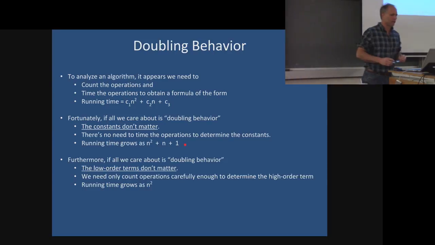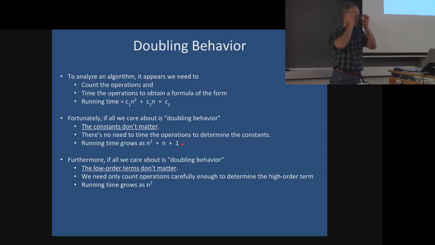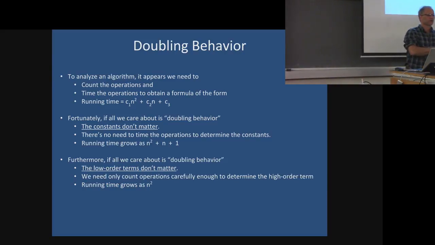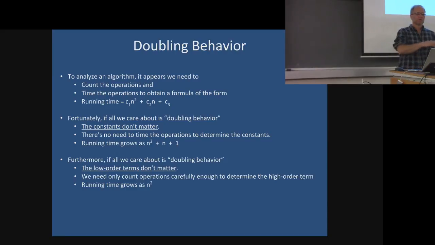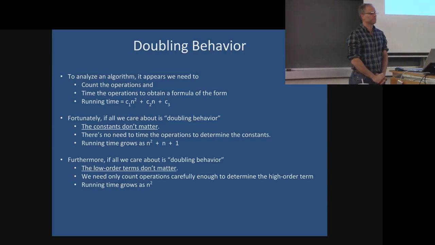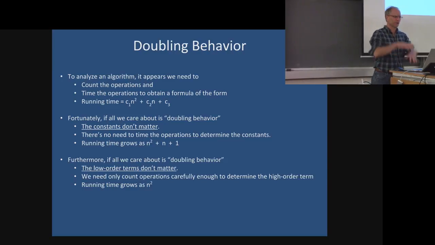And furthermore, if all you care about is doubling behavior, the low order terms don't matter. Now how can I say that? To do the doubling behavior, with n squared plus n plus 1, we just throw away the n plus 1 part? For huge n, n squared is going to be orders of magnitude larger than n. It's called asymptotic complexity analysis because we're interested in what happens as n gets big, as it approaches infinity. And with n squared plus n plus 1, the low order terms get smaller and smaller and become insignificant. So when you do the quotient, you divide n squared plus n plus 1 by 2n squared plus 2n plus 1, or the other way around.